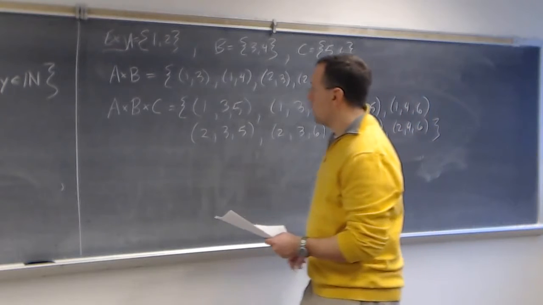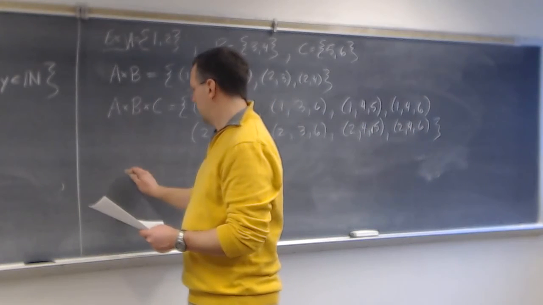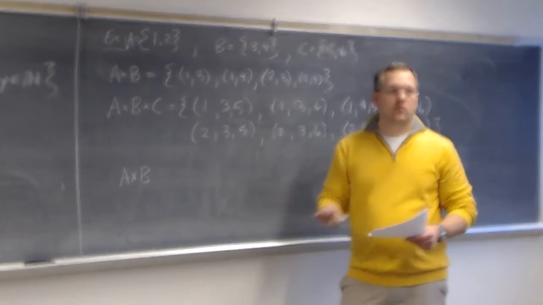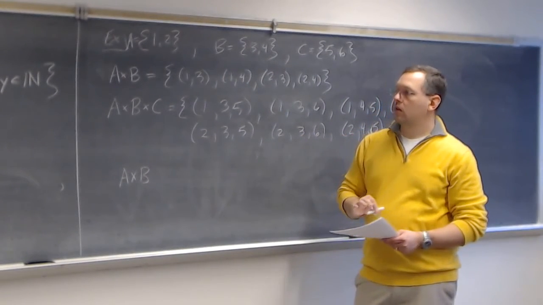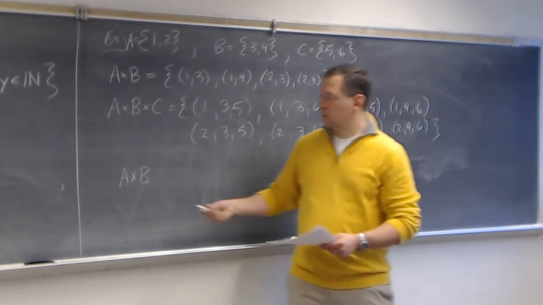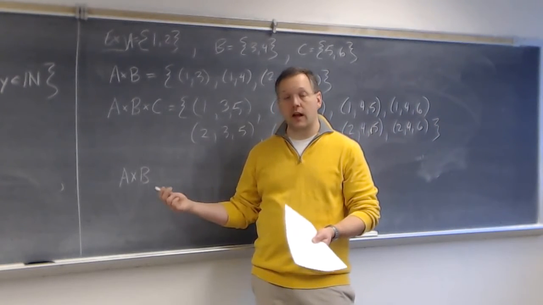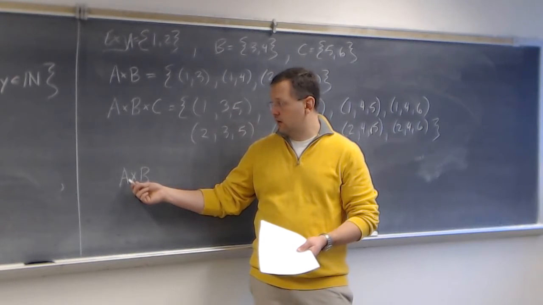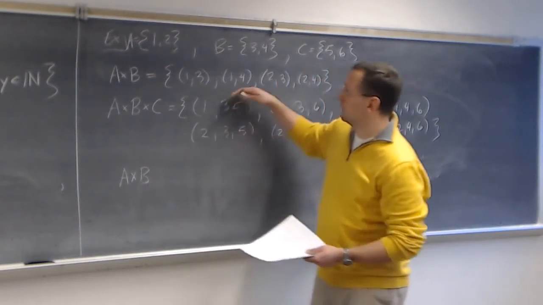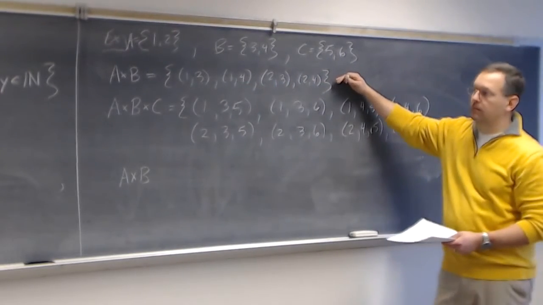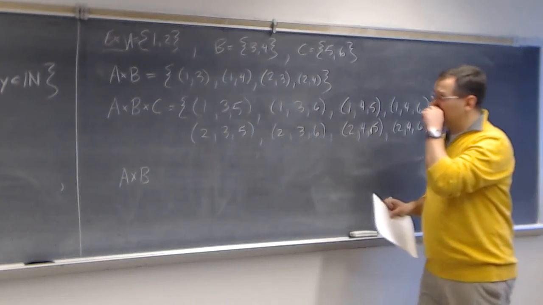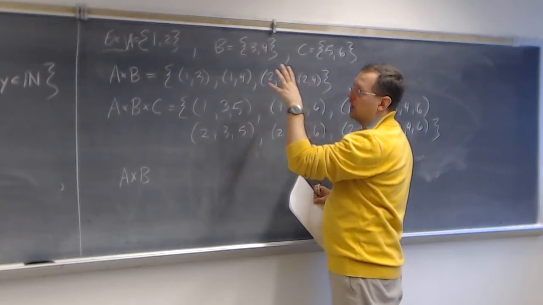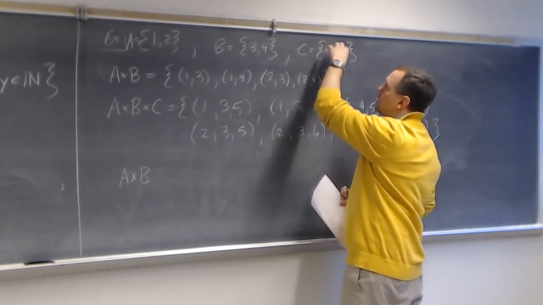Here's a question. The cross product of 2 sets, the elements of this are going to be ordered pairs. The first coordinate comes from A, the second coordinate comes from B. So we know what that set looks like. What if I took this set, A cross B, and took the cross product of this set with the set C?